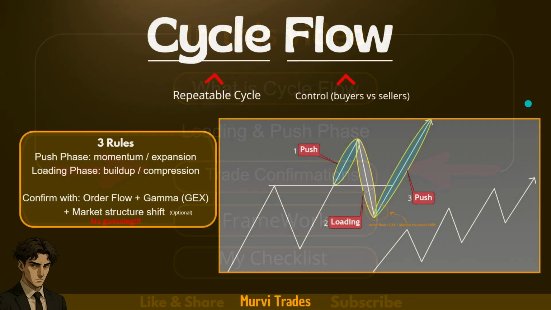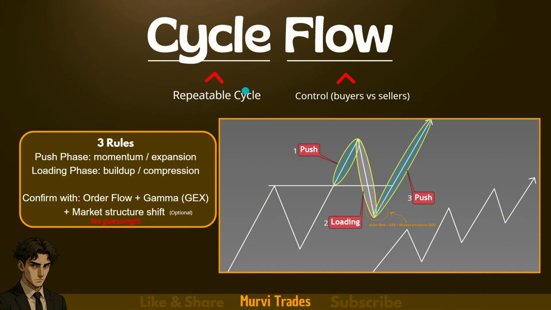Now, let me define cycle flow in one clean idea. It's a repeatable cycle. The market loads, then it pushes. When the price is in the loading phase, it looks messy and slow, but it's literally pressure building. When the push phase starts, that's the momentum and expansion. That's where I want to be. The difference with my model is simple. I'm not only looking at the candles. I'm checking control, buyers versus sellers, with order flow and gamma before I take any trade.